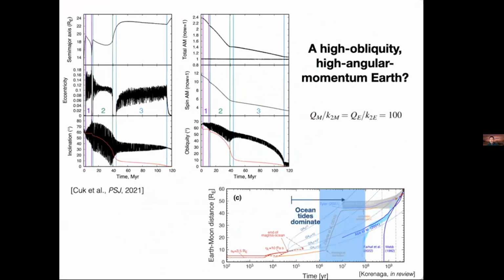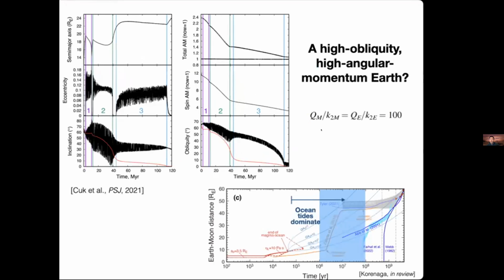And I also mentioned that there is a totally different way of explaining the lunar inclination, starting with the high-obliquity, high-angular-momentum Earth proposed by Ćuk and Stewart. And this is their latest modeling result. This is the lunar distance here. And this is eccentricity, this is inclination, and this is obliquity. And they are all shown as a function of time, this is 100 million years. And it looks kind of wild and complicated.